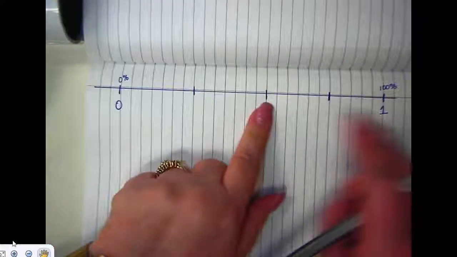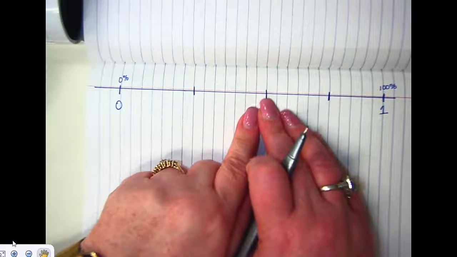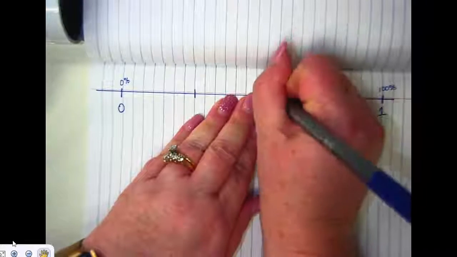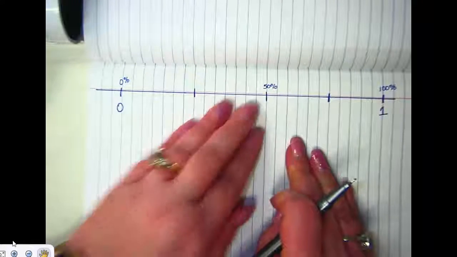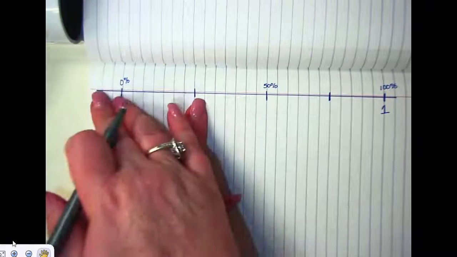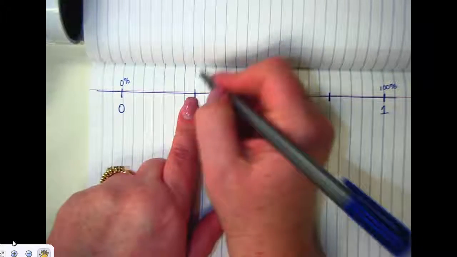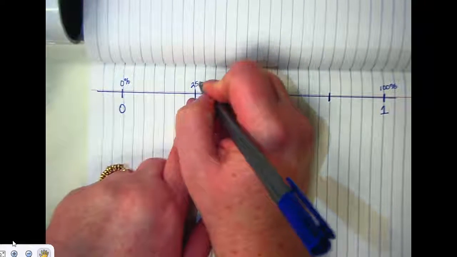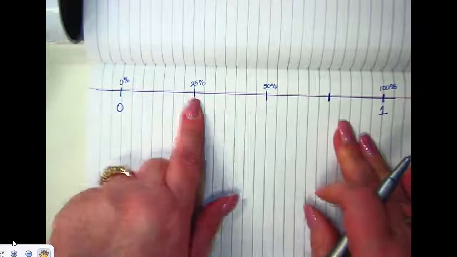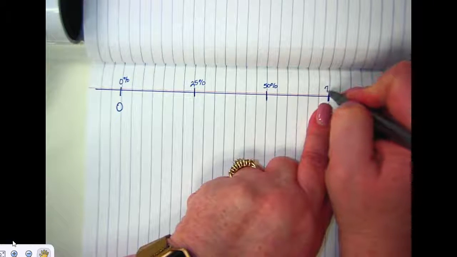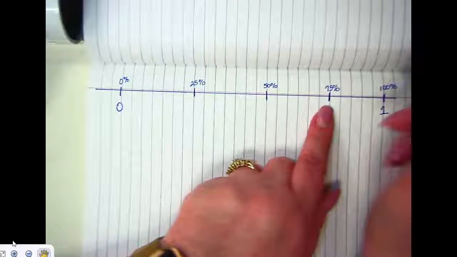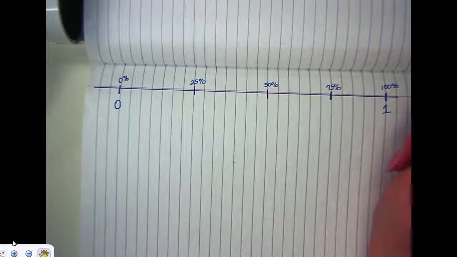So what is this? What's the percent if we mark it halfway? 50%. Right here, what percent would this be? Halfway between 0 and 50 is 25%. And this one would be 75%. So we can give things a percent chance that they might happen or that they definitely will happen.